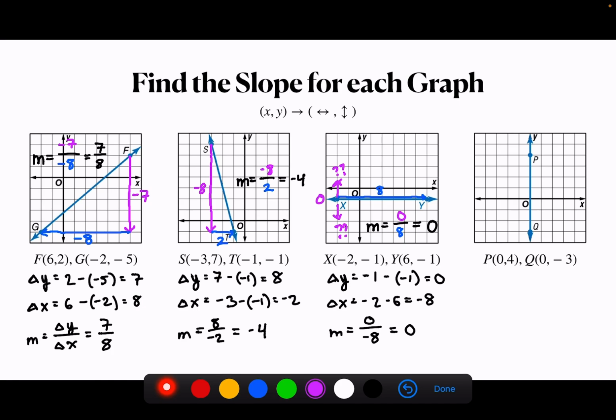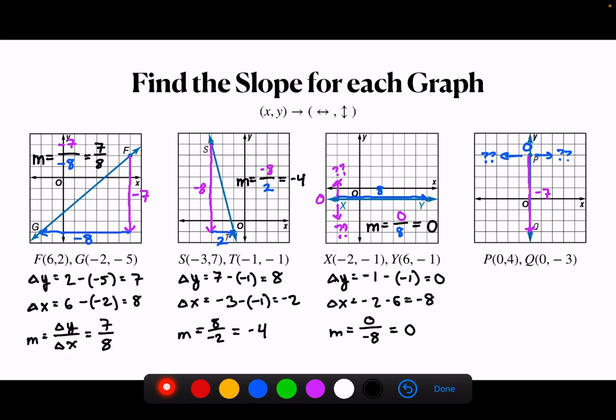Now let's look at PQ. We know that if we go downwards from P to Q, we got 1, 2, 3, 4, 5, 6, 7. So we're moving in a -7 run. But uh-oh, look, just like in the last one, we don't have a run. So essentially, we have a 0 run. We're not going anywhere. We're just going straight down.